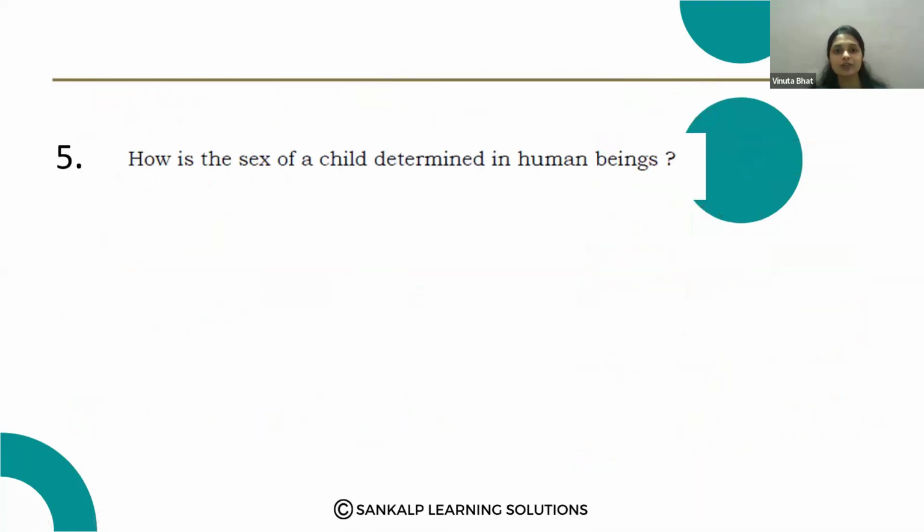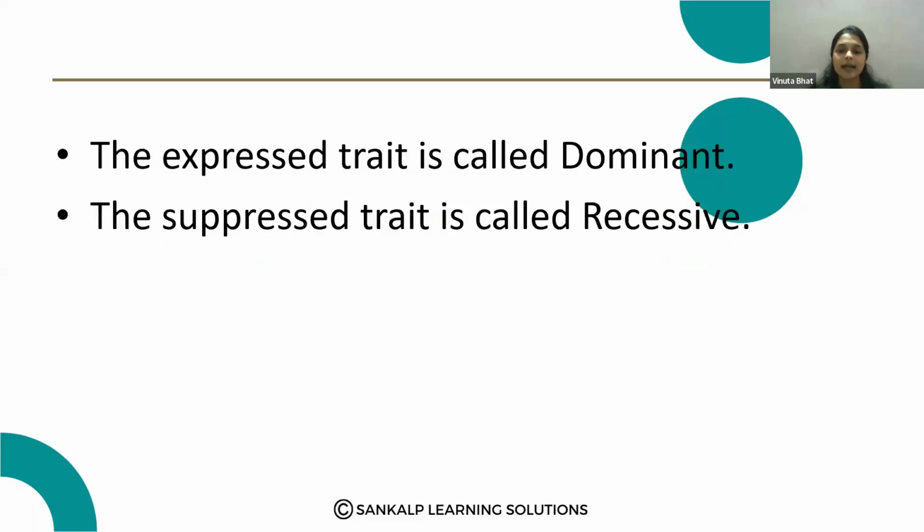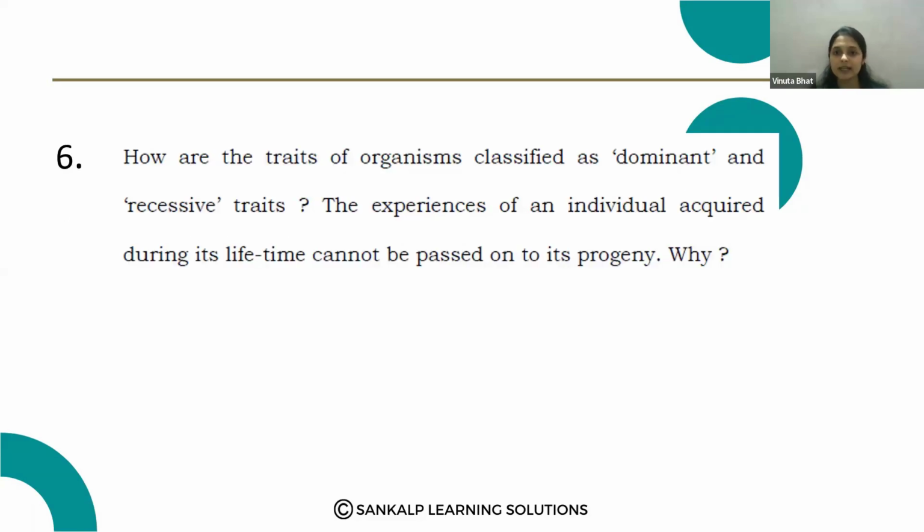How is the sex of the child determined in human beings? Already we have solved this question, right? Yes, this is the answer. How are the traits of organisms classified as dominant and recessive traits? The trait expressed in the heterozygous condition is called a dominant trait, and the one which is not expressed is called a recessive trait.